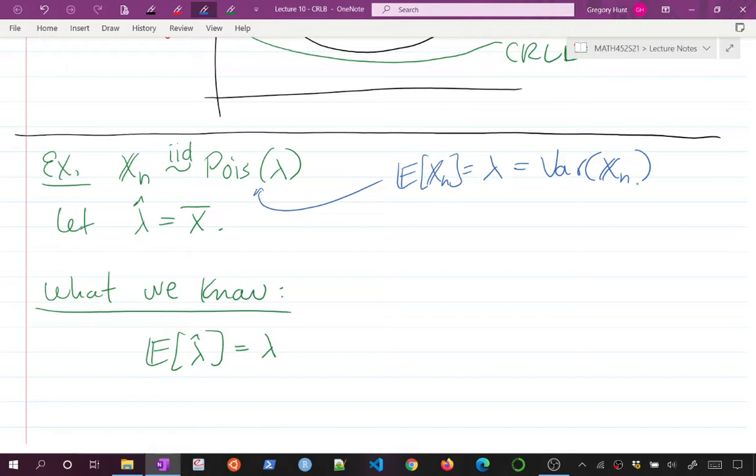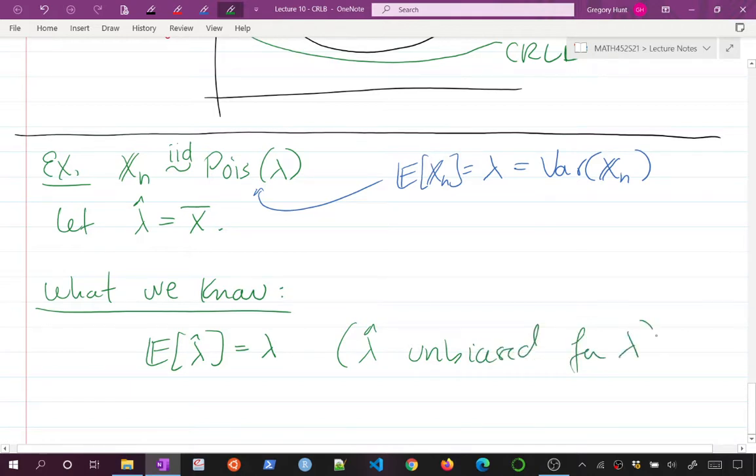And so not only is lambda hat, by way back in lecture 1, we showed that the expected value of x bar is the same thing as the expected value of any of the individual summands in x bar. So the expected value of my lambda hat, or x bar, is just lambda. So it's unbiased. So lambda hat, we would say, is unbiased for lambda.